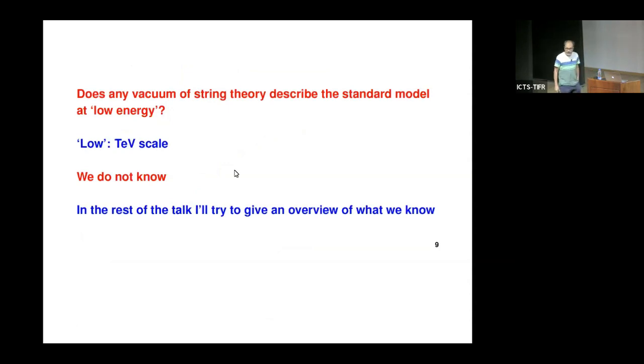So now we come to the central question, namely, does any vacuum of string theory describe the standard model at low energy? And for us, low will correspond to the TeV scale. Now, the short answer is that we do not know yet. And in the rest of the talk, I'll try to give an overview of what we know.